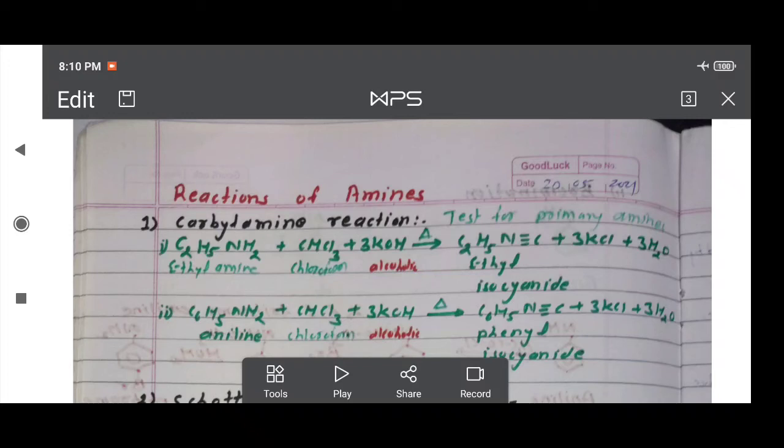Hello students, yesterday we studied preparation methods of amines. Today we are discussing the reactions of amines.